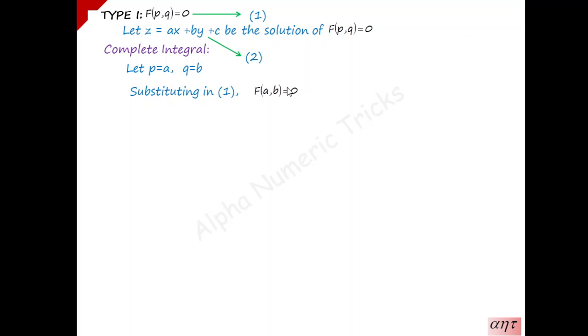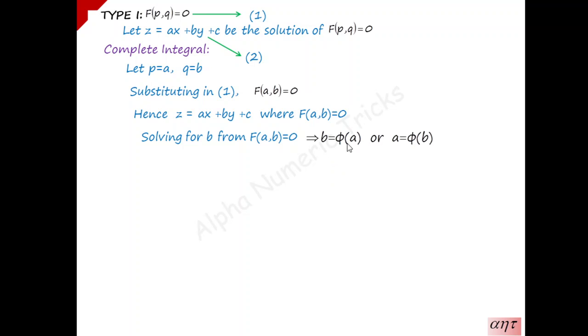Using this relation and the given assumed solution, we have z is equal to ax plus by plus c, where the arbitrary constants a and b are related by the functional relation f of a comma b is equal to 0. Now we have to solve for the constant a or b. If you want to find out the value of a, then you have to take the b terms to the right hand side, and if you want to find out the value of b, then you take the other terms to the right hand side and get the value of b.